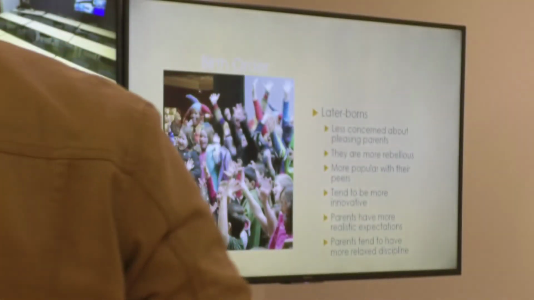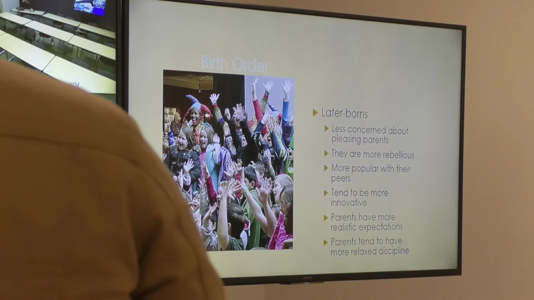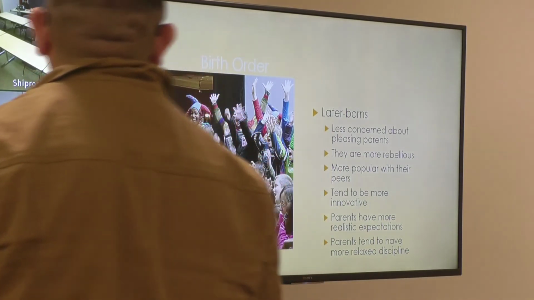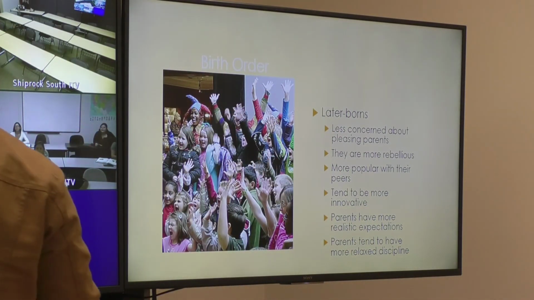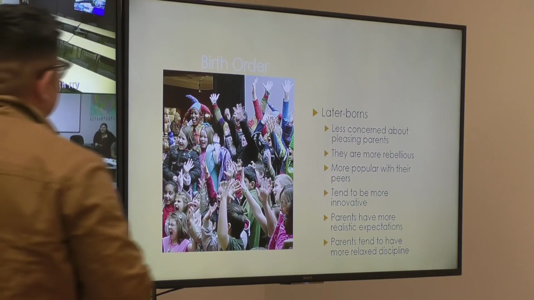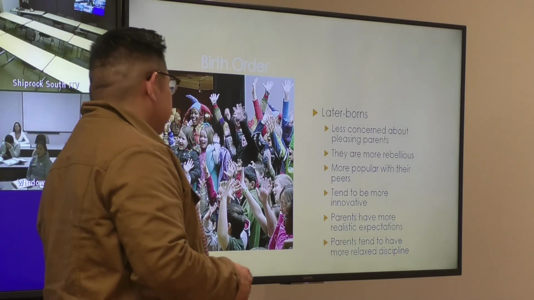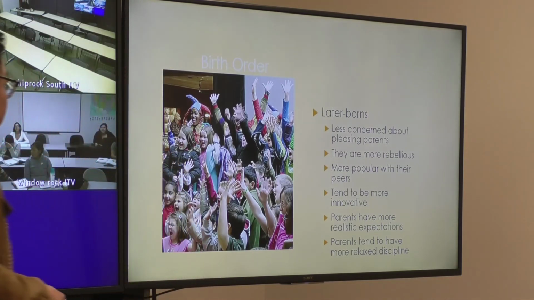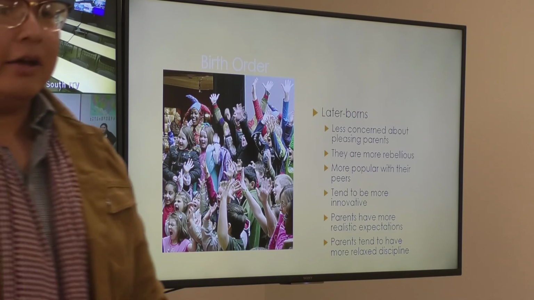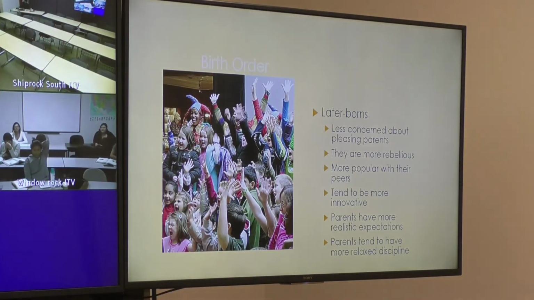Later borns. Less concerned about pleasing parents. They are more rebellious, more popular with their peers, tend to be more innovative. Parents have more realistic expectations and tend to have more relaxed discipline. So again, these are individuals who are born at a later time. Versus, say for example, you have firstborn, secondborn, all of a sudden there's a huge gap, and then all of a sudden it's like a miracle baby, and you're like, hey, surprise!